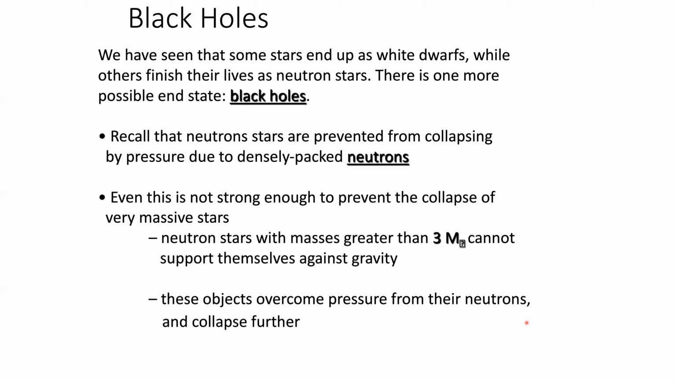But if the star is very huge, there may be a limit beyond which even this neutron degenerate pressure cannot hold the star, or prevent the star from collapsing. And if we have very massive stars, specifically neutron stars that are greater than 3 solar masses, they cannot support themselves against gravity, because if the mass increases, then the power of gravity increases. Because of that, any neutron star that has a mass greater than 3 solar masses cannot support itself against gravity.